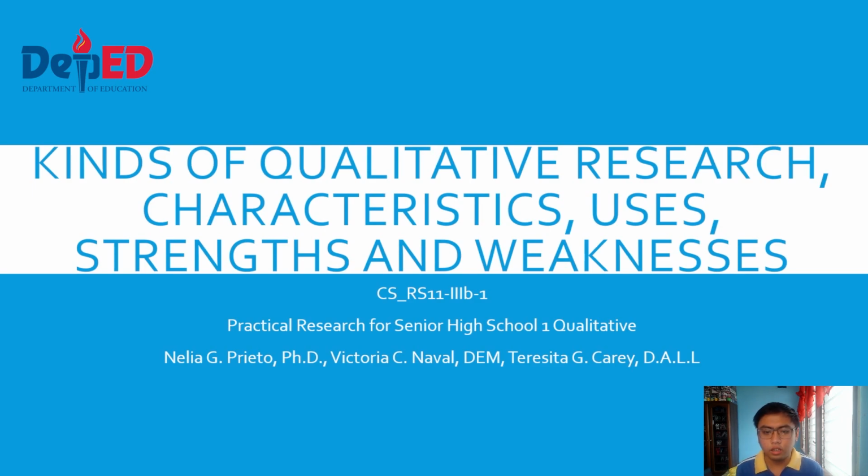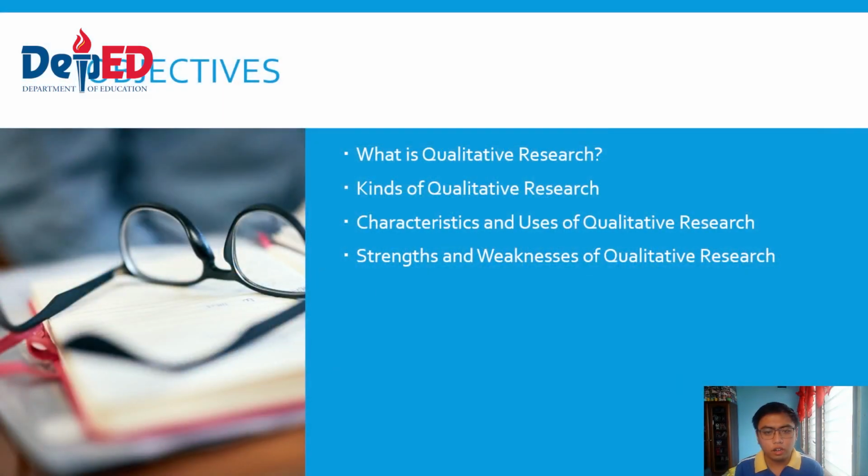So here's the subject code or the learning competency code and the book that I'll be using and their authors. Let's start. So our objectives for this lesson is to identify what is qualitative research, the different kinds of qualitative research, characteristics and uses of qualitative research, and the strengths and weaknesses of qualitative research.